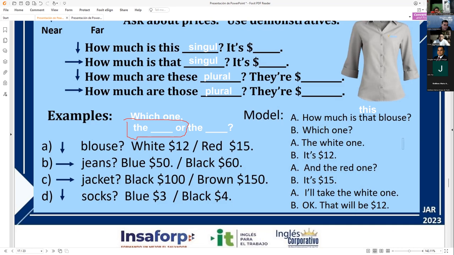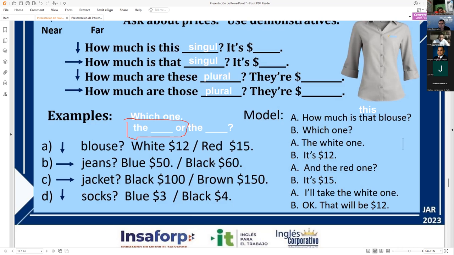Perfect. Okay. La tres. Liliana no tiene pregunta. Okay. All right.